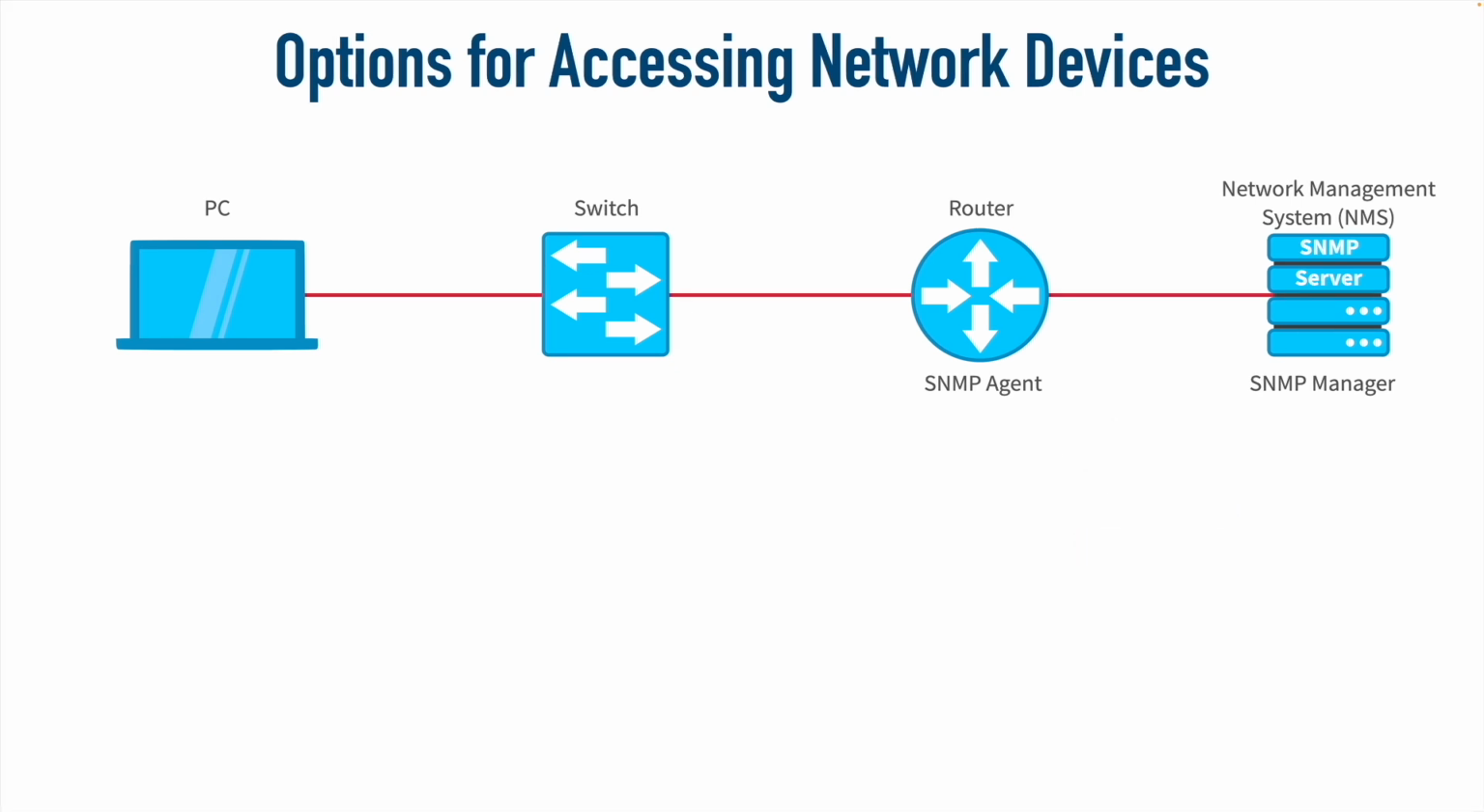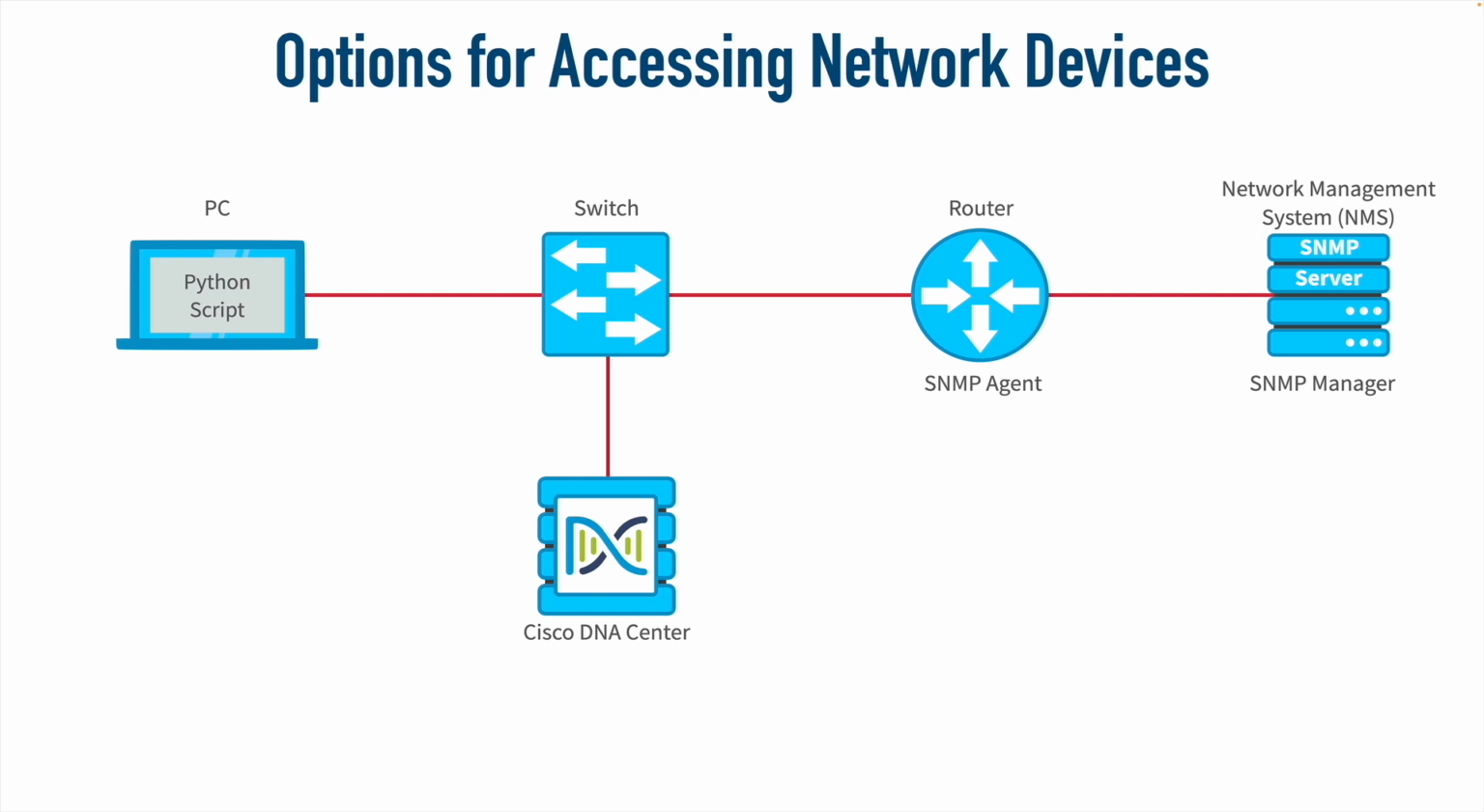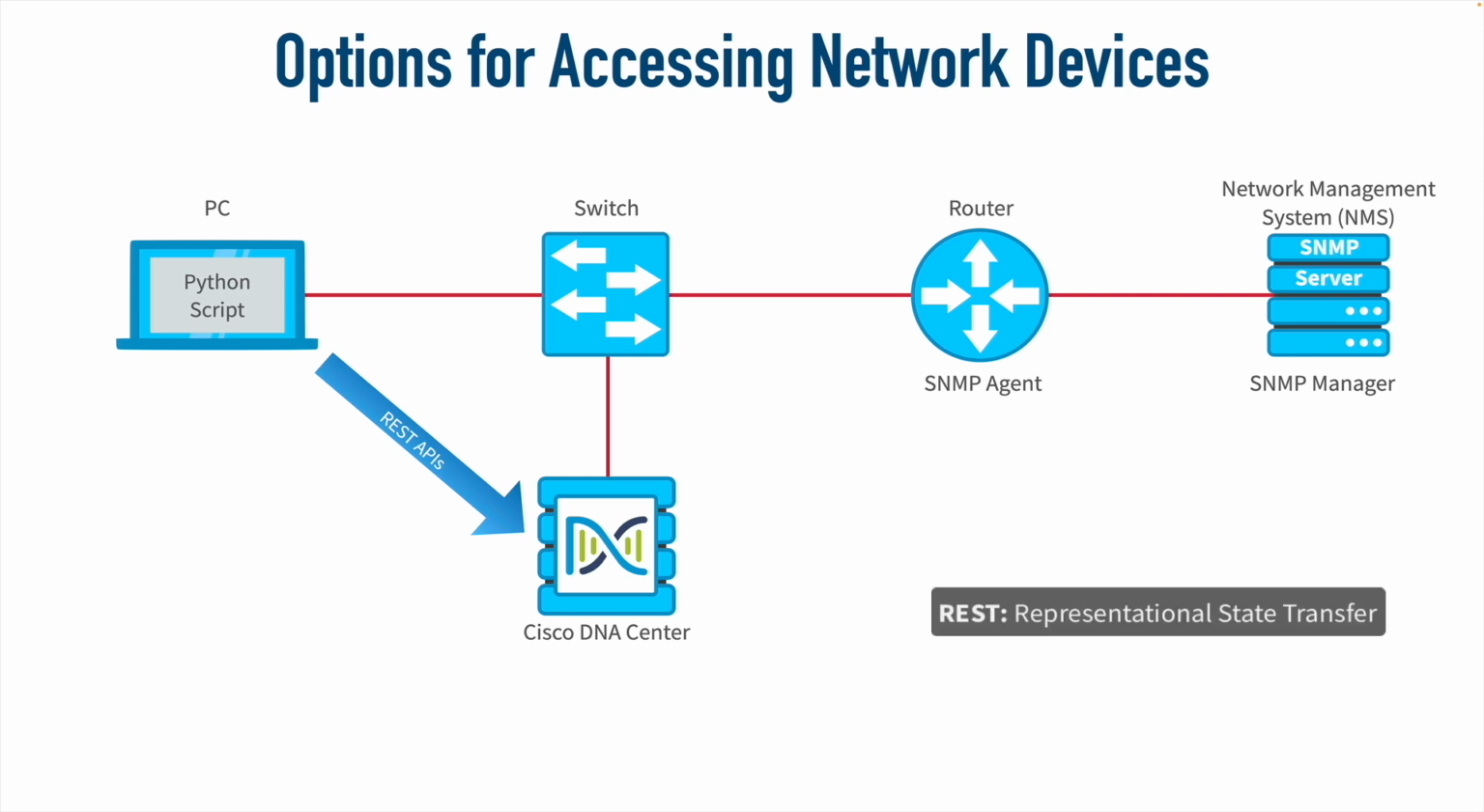And Cisco's flagship product for enterprise network management today is Cisco DNA Center. With DNA Center, not only do we have a graphical interface we can use to manage our network devices, we can also write scripts. For example, we might write a script in the Python programming language, and as we execute that script, it can send instructions to Cisco DNA Center. These instructions are sometimes called REST APIs. REST stands for Representational State Transfer, and API, that's Application Programming Interface.